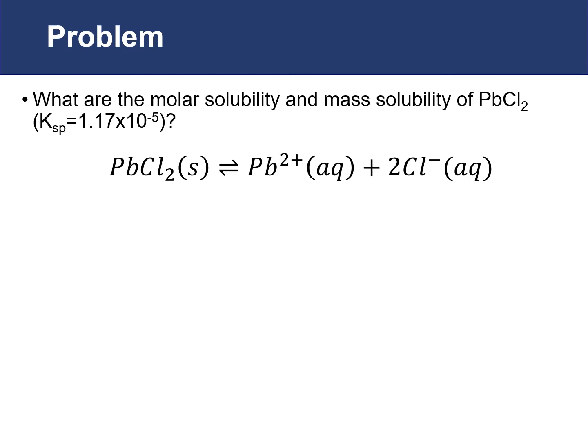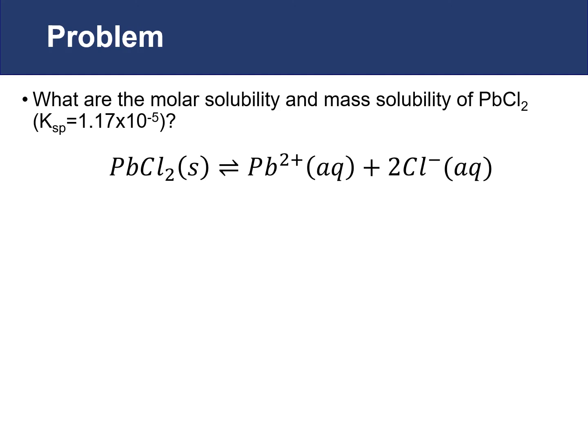So now let's look at a problem where we are trying to determine both the molar and mass solubility of lead chloride, or lead 2 chloride, in solution. We're given our KSP of 1.17 times 10 to the negative fifth, which means this is a somewhat soluble solution. Okay, so our lead chloride breaks apart into lead 2 plus and 2 chloride ions. So we are going to follow the same procedure that we did before for our previous equilibriums.